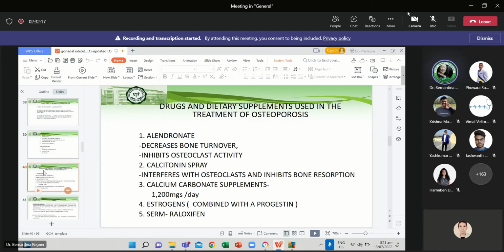Okay, number two, calcitonin spray. It will interfere with osteoclasts and inhibit bone resorption. Number three, calcium carbonate supplements at 1,200 milligrams per day. Then estrogen combined with a progestin and your SERM or raloxifene.